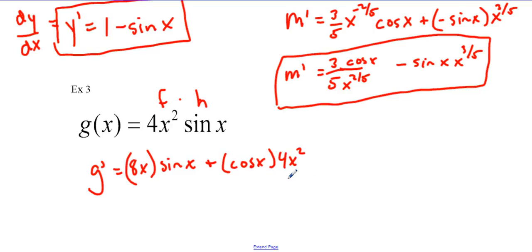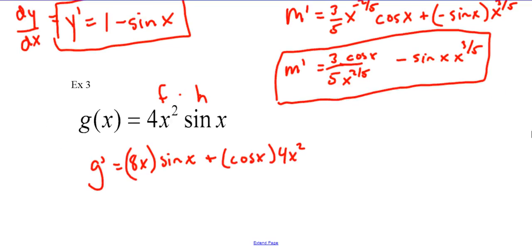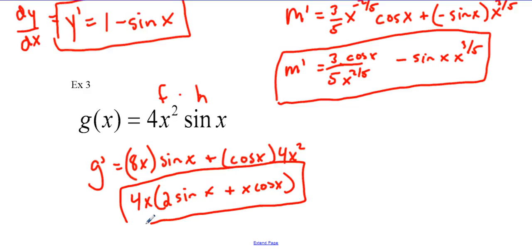4x squared. The first and second terms, we can maybe simplify, factor out x and a 4. So if I do that, I have 4x here. If I factor out 4x, I'm just left with 2 here, sine of x. If I factor out 4x, I'm just left with a plus x cosine of x over here. Can't really do anything else. That, or the top, would be your answer. And that's what we got.